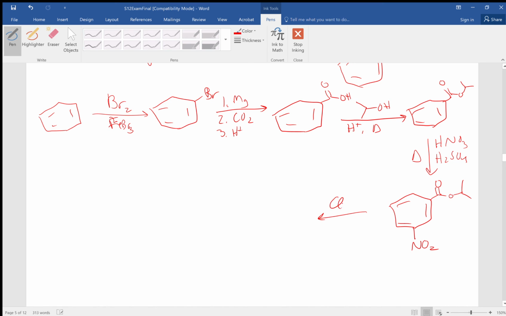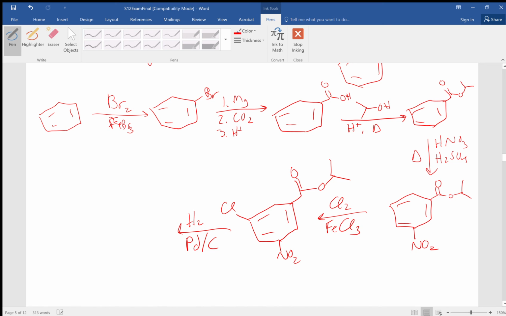So therefore, I'm going to do the chlorination first. That way we know the chlorine will go on exactly where we want it. And then finally, I can reduce the nitro group using hydrogenation conditions. And that will give us the final product.